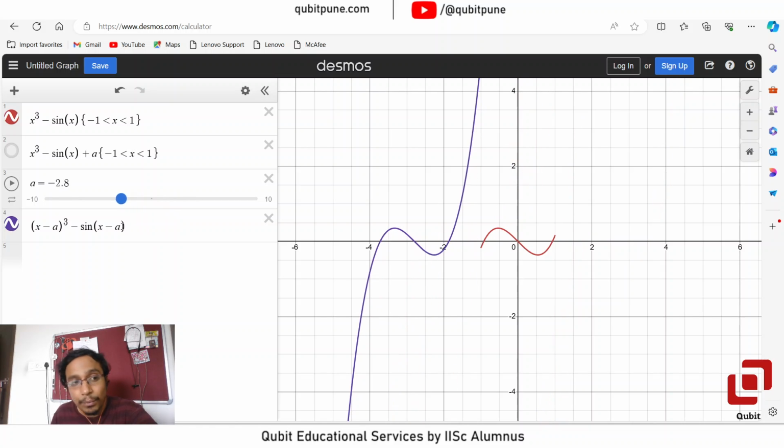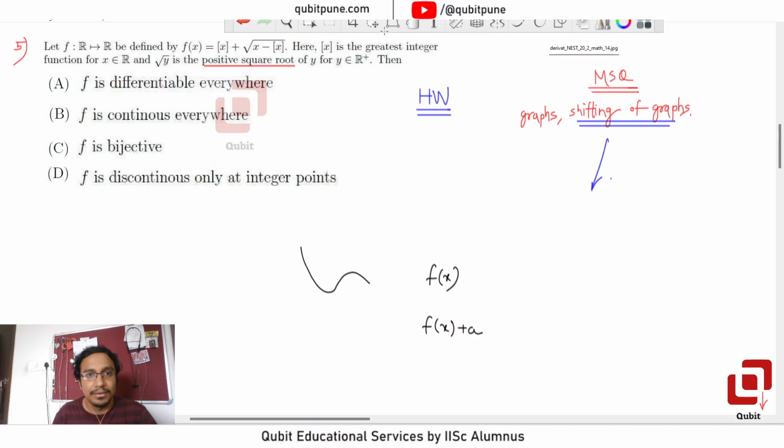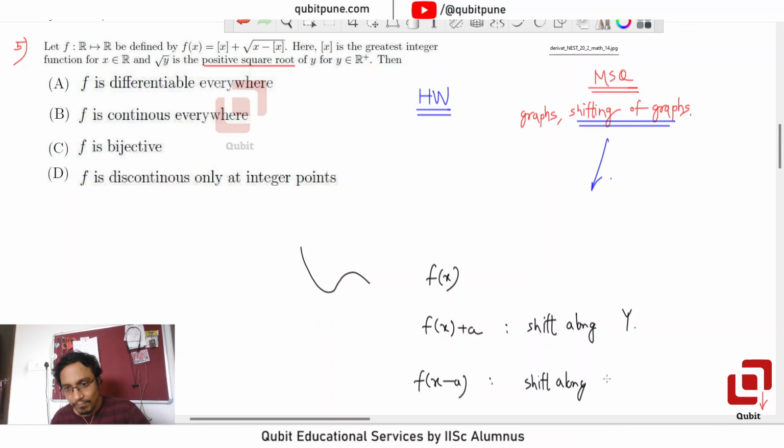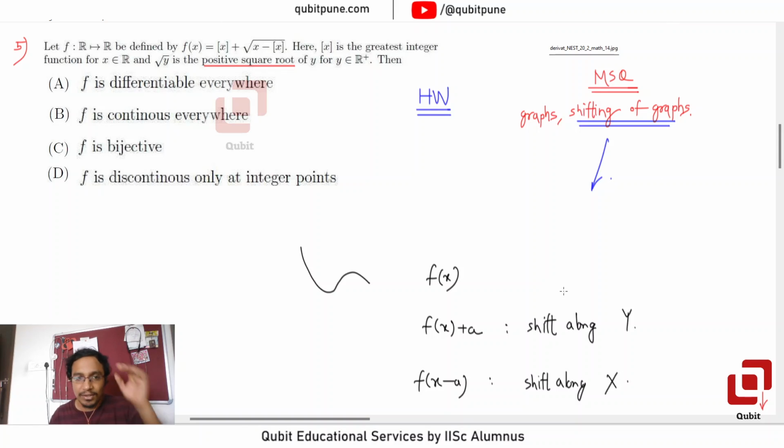Now where can this be used for us? Where can this be used in this problem? Let me first note: f of x plus a is a shift along y, and f of x minus a is a shift along x. Now this will be useful in plotting the graph of this function.